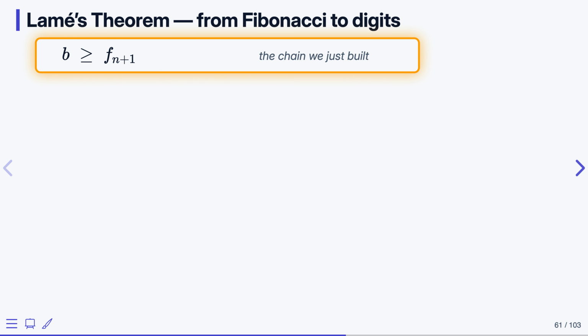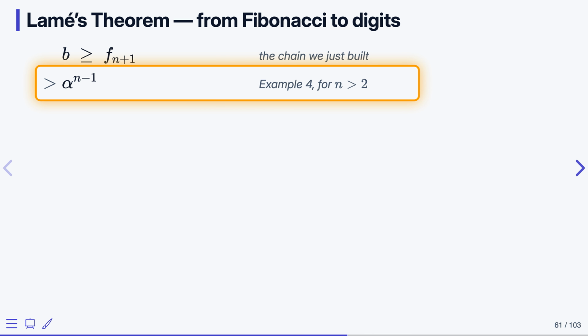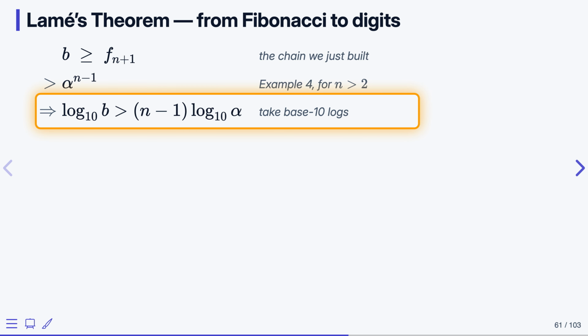Now we turn that Fibonacci bound into a statement about digits. We showed b is at least f sub n plus 1. Line 1. Example 4 said f sub n plus 1 is greater than alpha to the n minus 1, for n bigger than 2. So b is greater than alpha to the n minus 1. Line 2. Take base 10 logs of both sides. The log of b is greater than n minus 1 times the log of alpha.